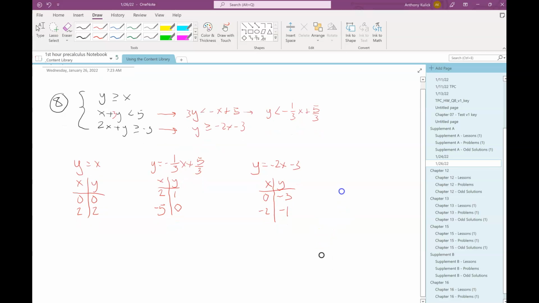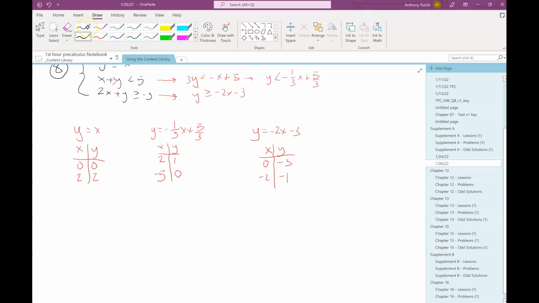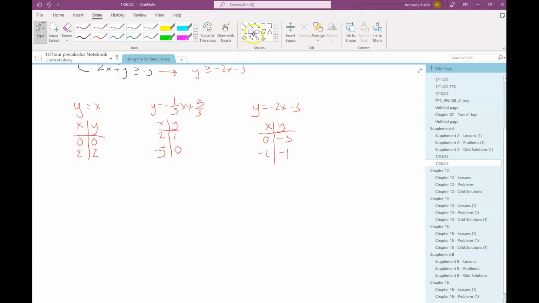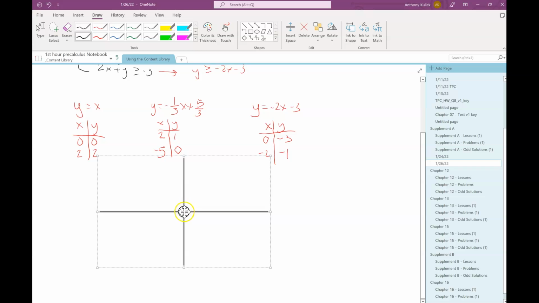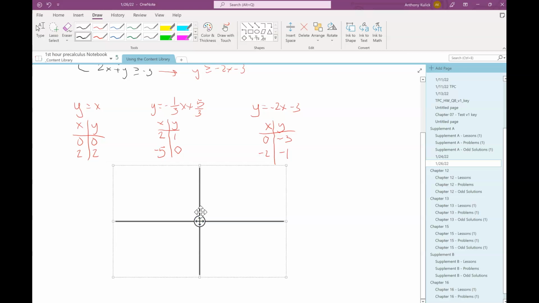Okay. So I've gone ahead and picked some points on each of the lines. Again, it doesn't really matter which points I find. I just need 2 points on the line. For the first one, y is x. Whatever x is, y is, right? So you just pick any values. I just picked 0 and 2 for x. It means y is the same thing.